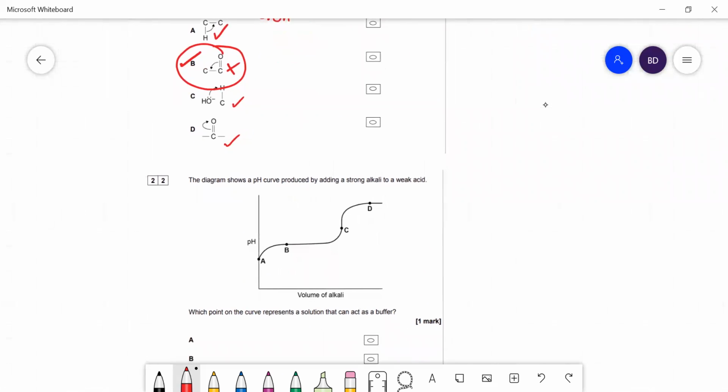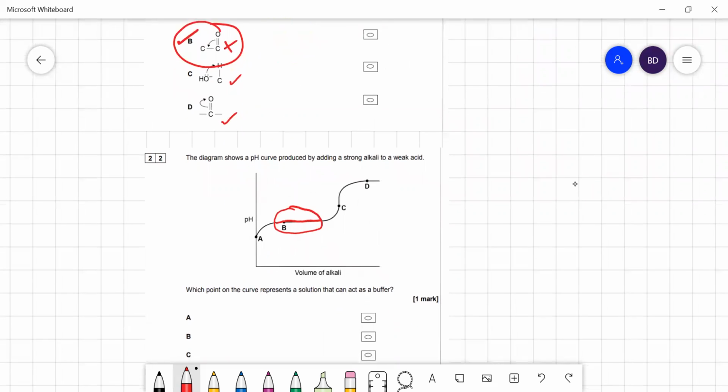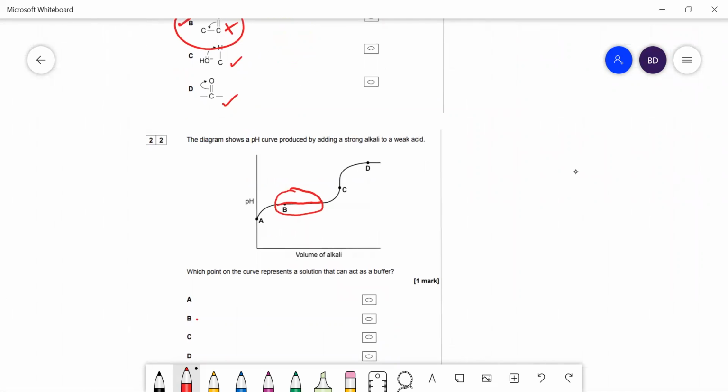Okay, pH curve produced by adding a strong alkali to a weak acid. They've kind of exaggerated this line. It looks very horizontal in this section. It wouldn't really be horizontal, it would be sloping upwards a little bit. At which point is it acting as a buffer? Well, a buffer's pH doesn't change much when you add acid or alkali, so it's going to be that. You're adding alkali and the pH will only increase slightly, not by a lot. So B is the answer there.